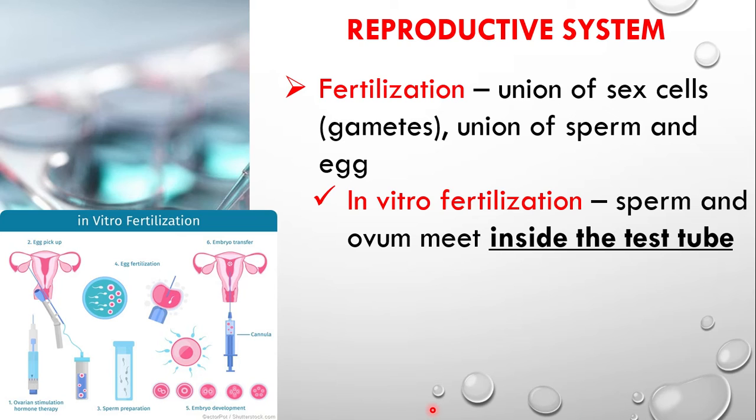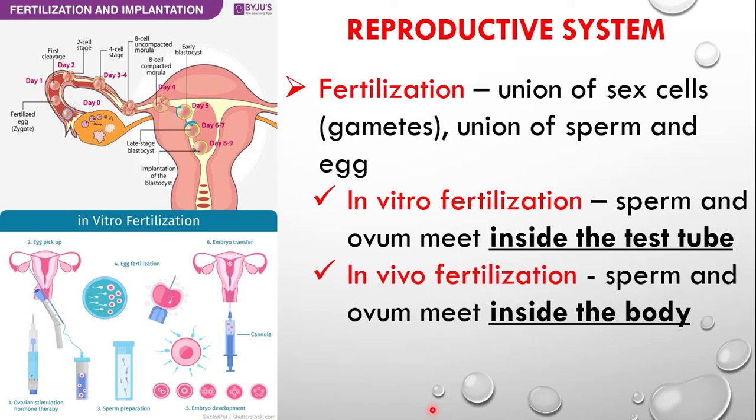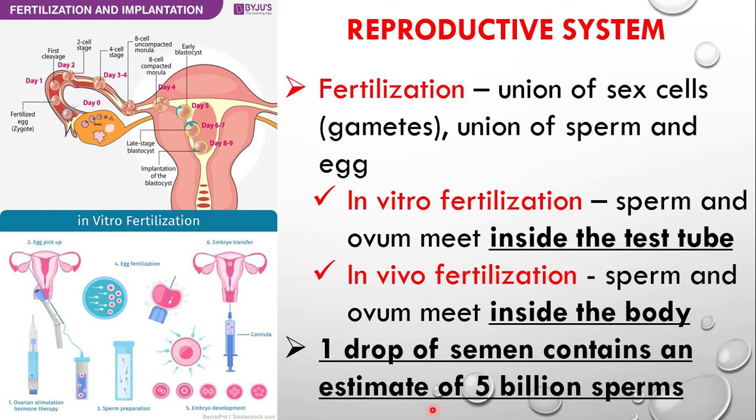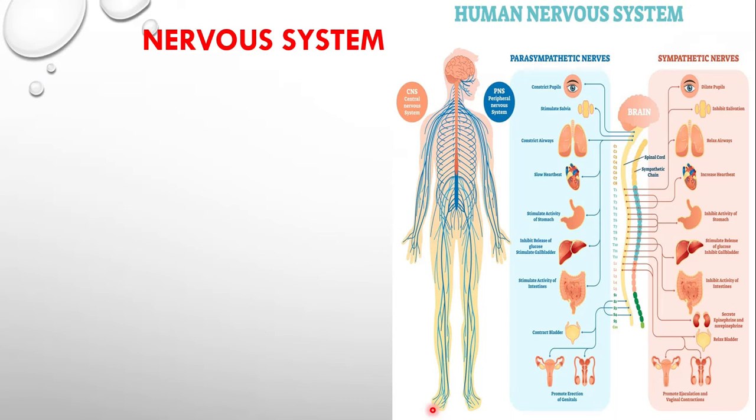And then we have the in vivo fertilization, which is the normal fertilization, in which the sperm and the ovum or egg cell will meet inside the body, specifically in the fallopian tube of the female. Okay? So one drop of semen contains an estimate of 5 billion sperms. Okay, so let's proceed with the nervous system.